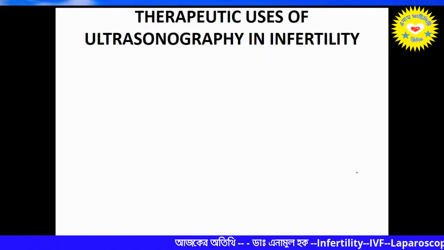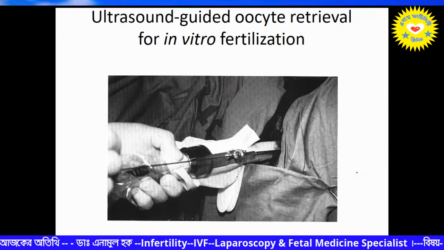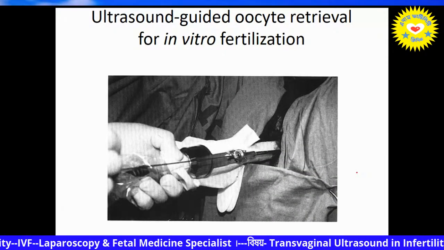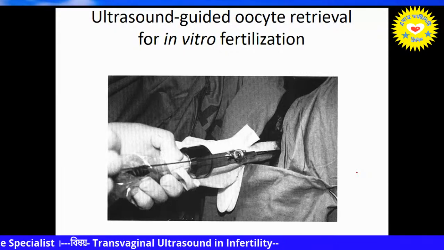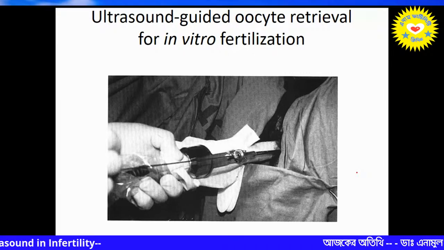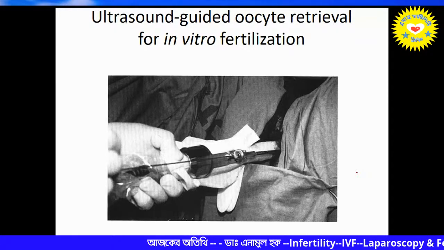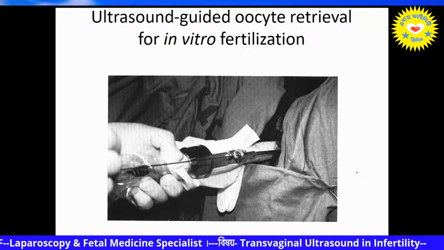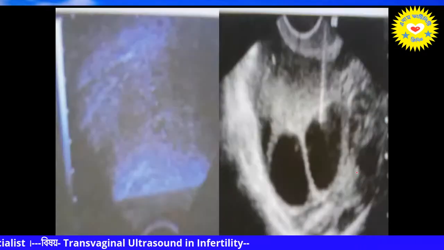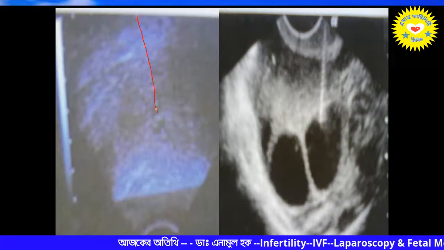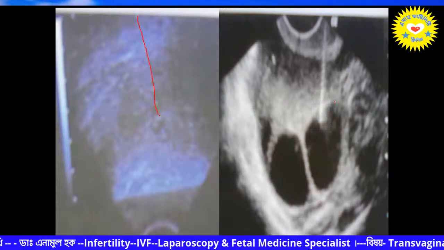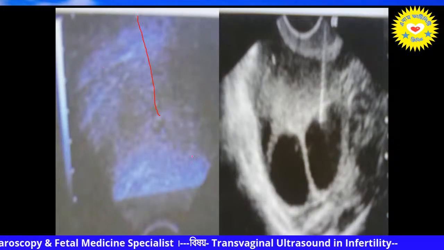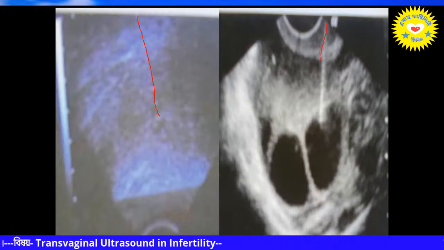Now, the therapeutic uses of ultrasonography in infertility. As you know, in the modern era we are using transvaginal ultrasound 100% for oocyte retrieval. Previously, it was done laparoscopically. Now in 100% of cases we use transvaginal ultrasound for oocyte retrieval. For oocyte retrieval there is a software feature, the needle biopsy guide. Here you see the arrow. This is the needle biopsy guide. The basic thing is you have to focus your follicle within this arrow, then insert your oocyte retrieval needle. This is actually very simple software.